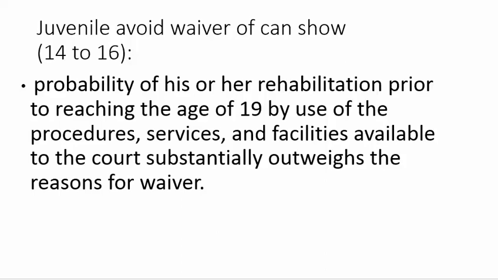And the way that this happens in the courtroom typically is the juvenile will hire an expert, usually a psychologist, and that psychologist will conduct a risk assessment and conduct a number of psychological exams and look at the prior history of the juvenile, among other things, and come up with an opinion as to whether this juvenile can be rehabilitated before they reach the age of 19.